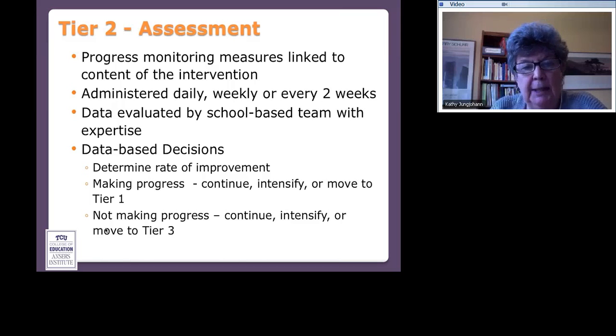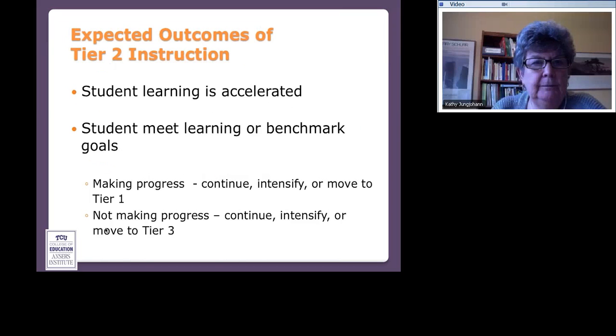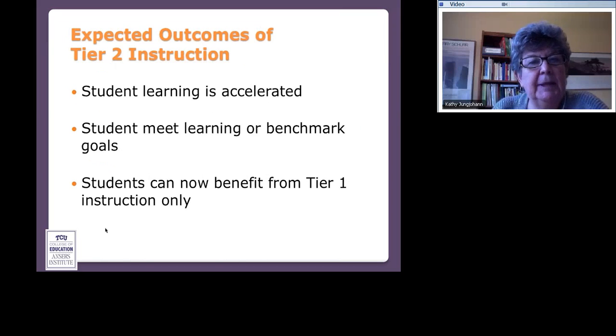If students are not making progress, then the team needs to decide, should the intervention continue a longer duration? Should it be intensified? Or do students need to move to Tier 3 supports? The expected outcomes of Tier 2 instruction then is that student learning is accelerated and that students can meet the learning and benchmark goals, and they can now benefit from Tier 1 instruction only. And that's our desired outcome, of course.